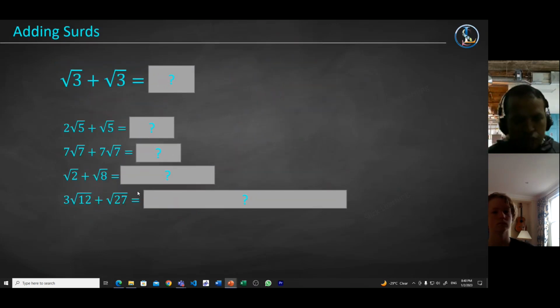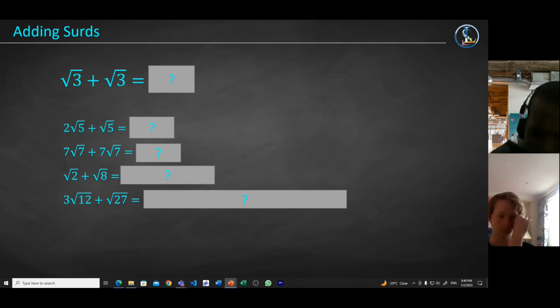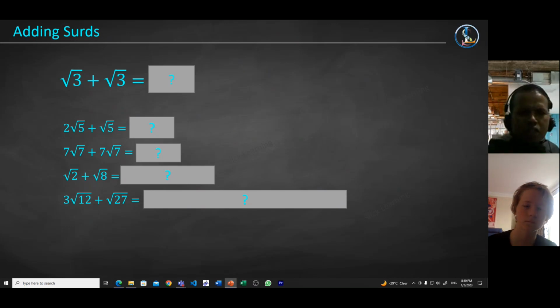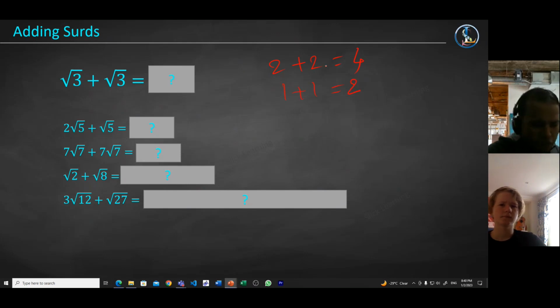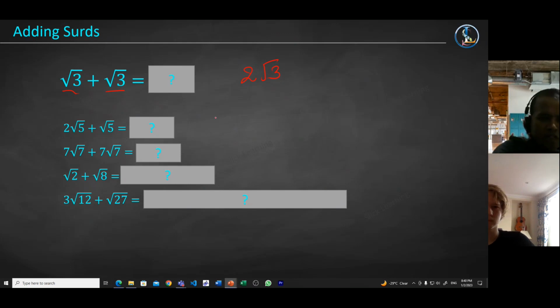Now let's see how we are going to add the surds. Simply, as you know, if there is no surd, like 2 plus 2, we know that it is 4, and 1 plus 1 is 2. It's the same as we are going to add it. So square root 3 and square root 3, there are two of them, so we'll write 2 square root 3. Yeah, like that we'll be adding it. So can you see that?